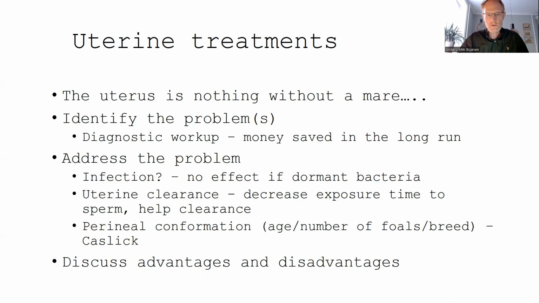If there's an issue in uterine clearance, then decrease the exposure time to sperm, lavage the uterus following breeding, and help clear the uterus, for example, using oxytocin. And in a lot of these older mares, there are perineal conformation issues, and then a Caslick is also indicated.